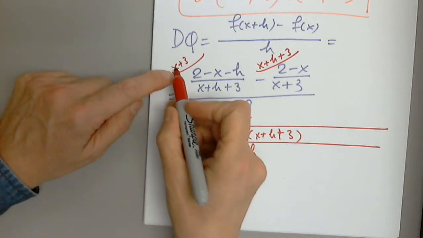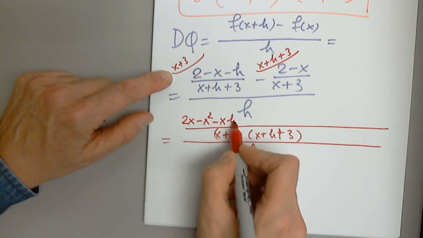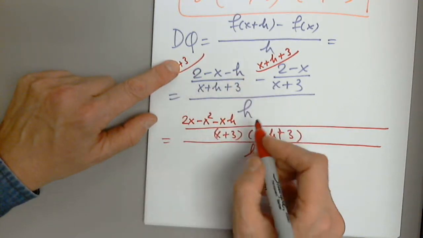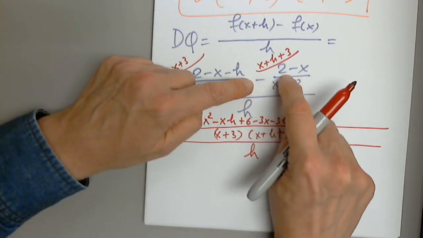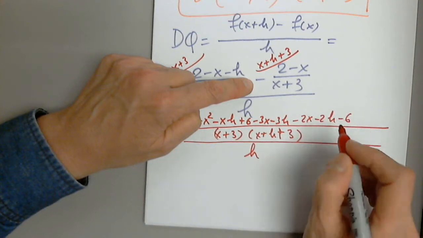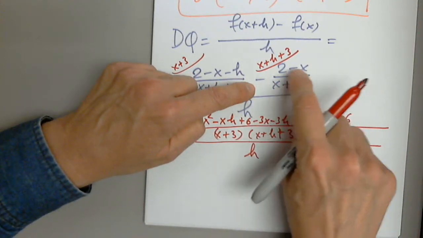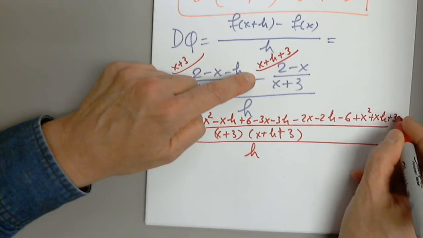Okay, I distribute x to these 3 terms. 2x minus x squared minus xh. I distribute 3 to these 3 terms. Plus 6 minus 3x minus 3h. Minus 2 distributed to these 3 terms. Negative 2x, negative 2h, minus 6. And positive x distributed to these 3. Plus x squared plus xh plus 3x.